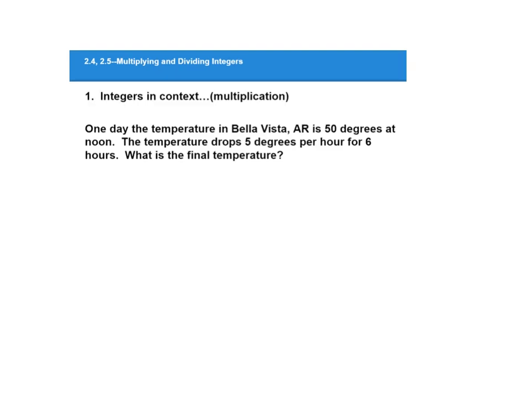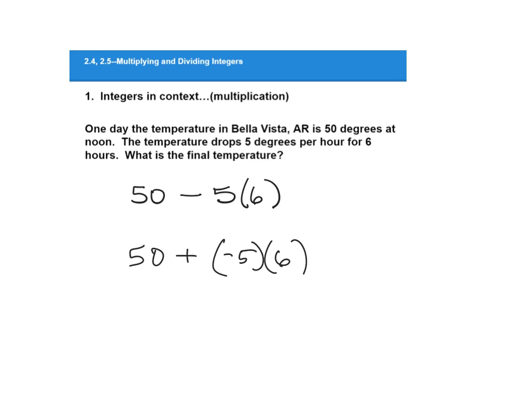One day the temperature in Bella Vista is 50 degrees at noon, and then the temperature drops. So dropping could represent subtraction there. Temperature drops 5 degrees per hour for 6 hours. What's the final temperature? So we could use the subtraction piece to model that. We could say, let's add this drop of 5 degrees per 6 hours.